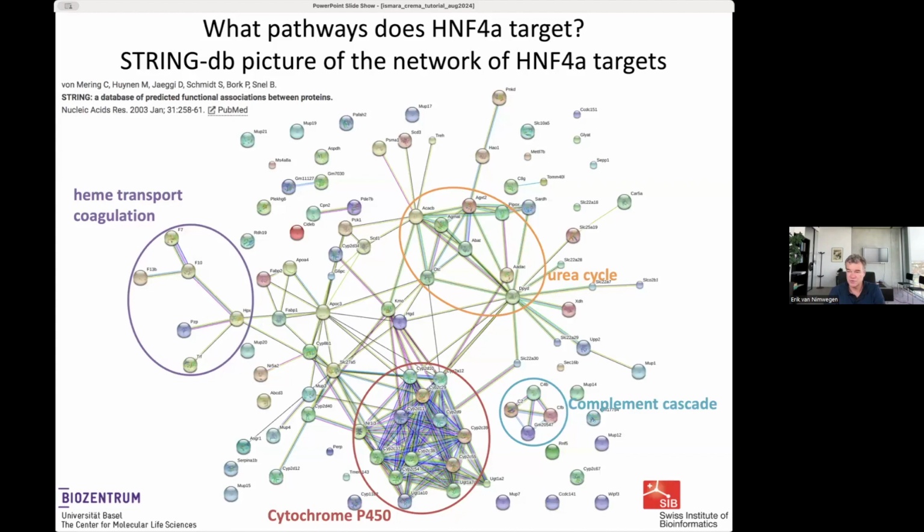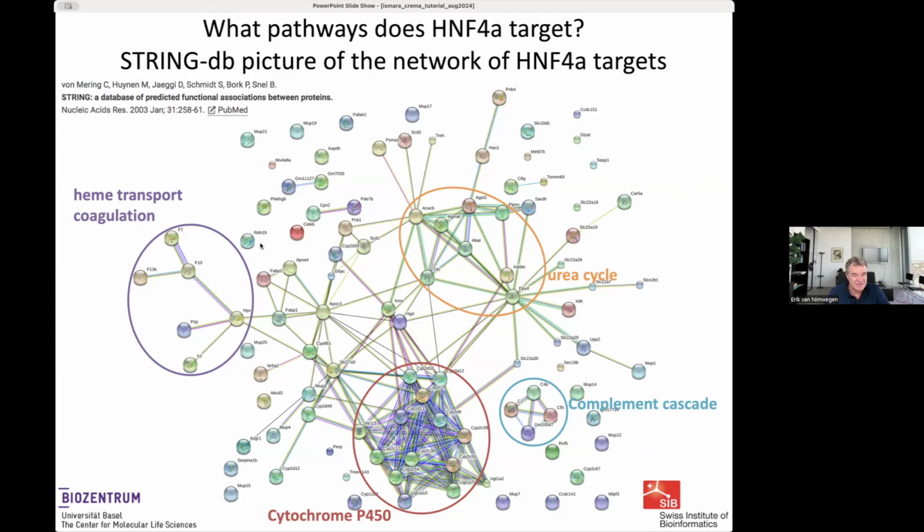And so what we do is we take all the predicted targets of this motif in this data set. So we take the targets from HNF4A. We submit those to STRING, and STRING makes for us a picture of the network of just these target genes for HNF4A in this system. And then we download this picture and we show it on the website. So this is the picture for the targets of HNF4A.